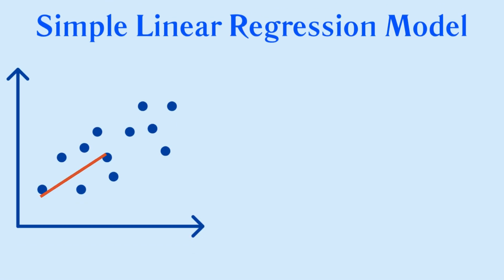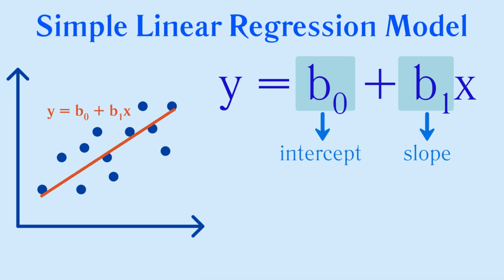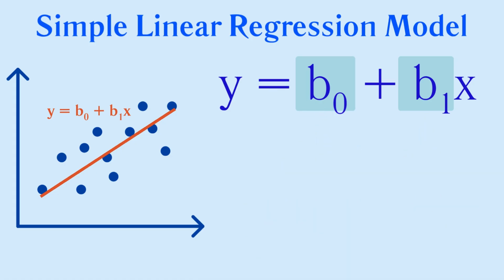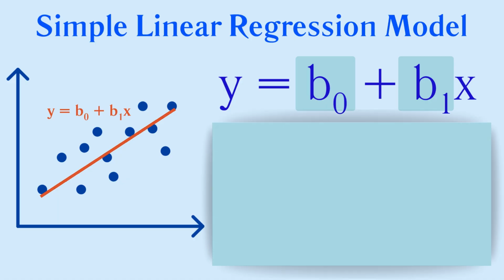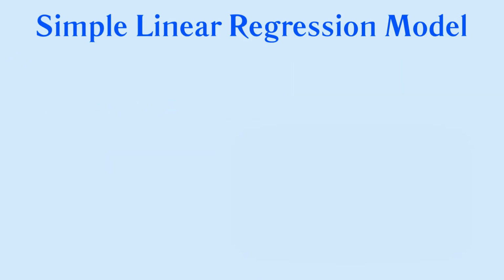In this video, we will explore how to calculate the slope and intercept for a linear regression model using the deviation from means method. This approach determines the best fit line by focusing on how each data point deviates from its respective mean for both the x and y variables. Let's consider the following dataset.